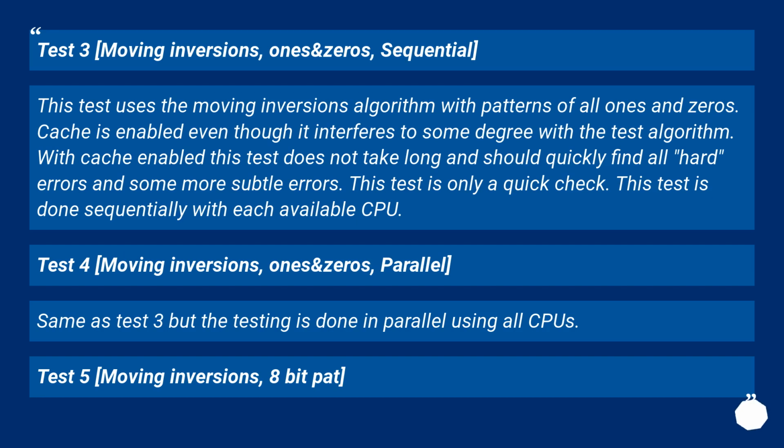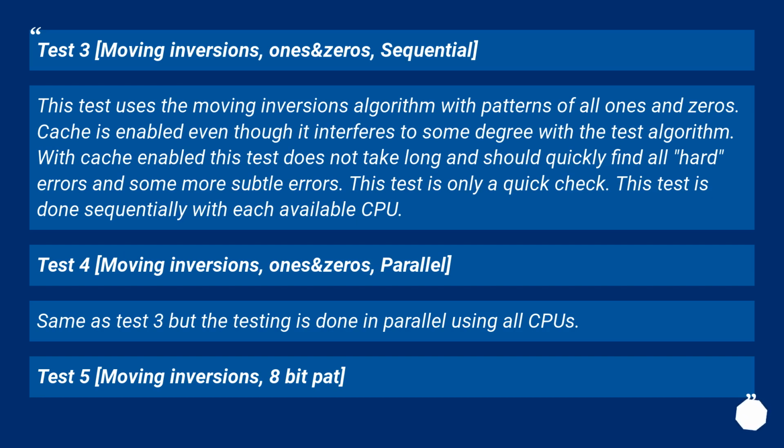Test 3, moving inversions, ones and zeros, sequential. This test uses the moving inversions algorithm with patterns of all ones and zeros. Cache is enabled even though it interferes to some degree with the test algorithm. With cache enabled, this test does not take long and should quickly find all hard errors and some more subtle errors. This test is only a quick check. This test is done sequentially with each available CPU.